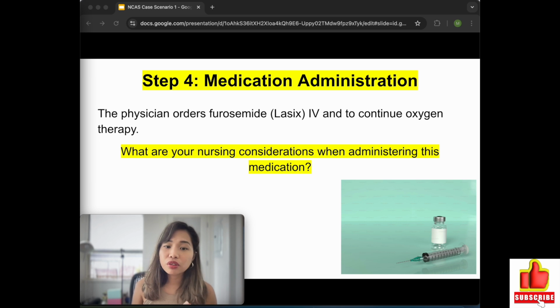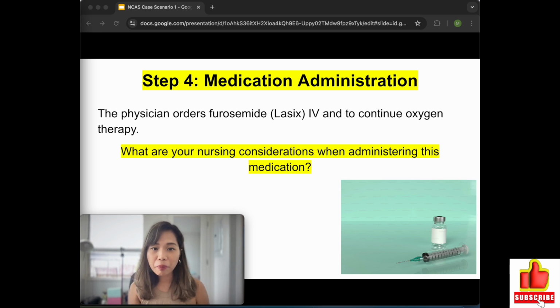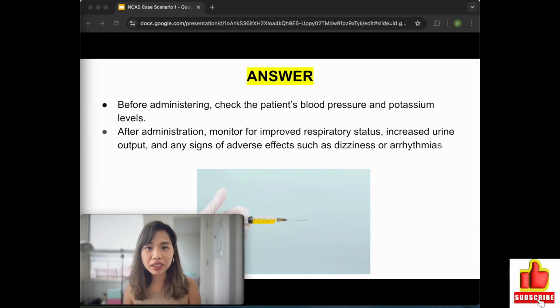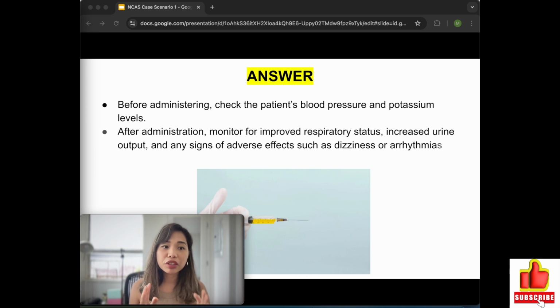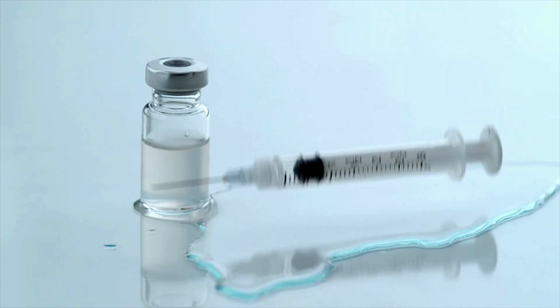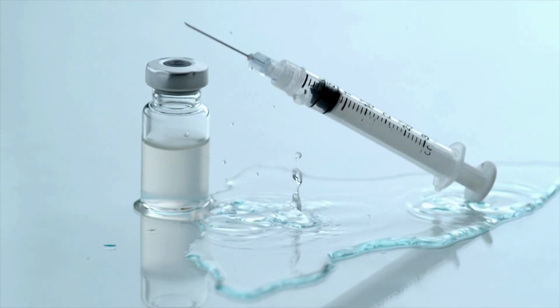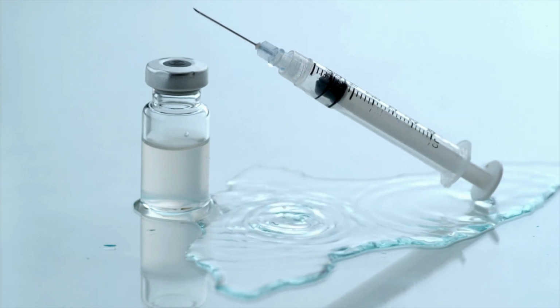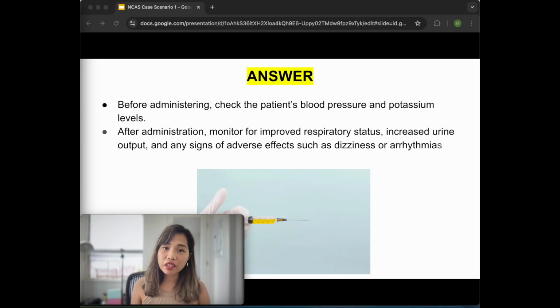So great. Now, what are your nursing considerations when you are administering this medication? Again, pause the video, come up with your own answer, and once you do, press play again. Okay, before giving this medication, you need to check the patient's blood pressure and potassium level. Because Lasix, or furosemide, is a loop diuretic. It will reduce fluid overload, and that is what we want for this patient. However, it can cause hypotension and also hypokalemia. And that's why you need to check the patient's blood pressure and potassium levels.